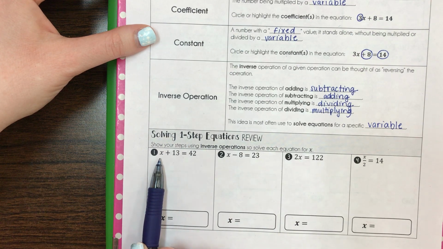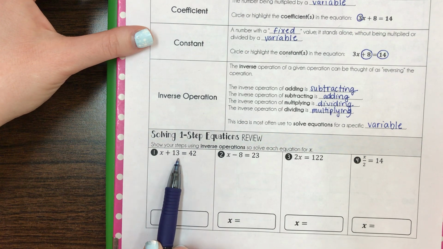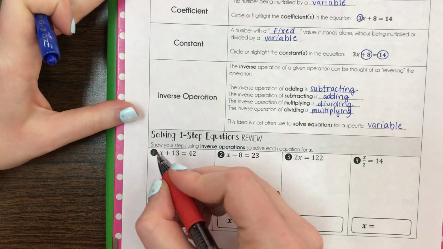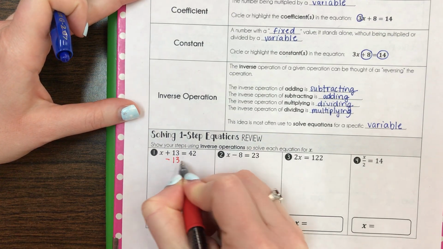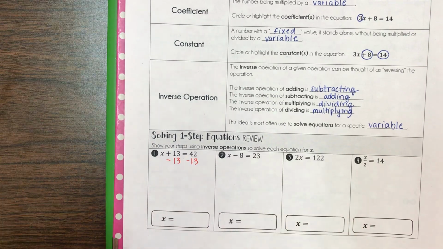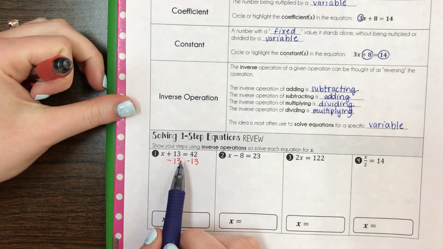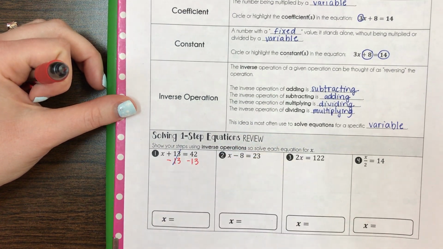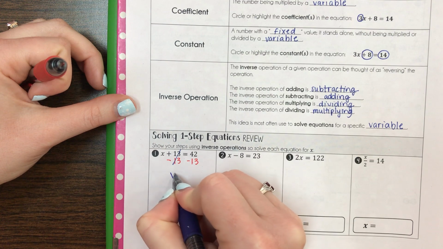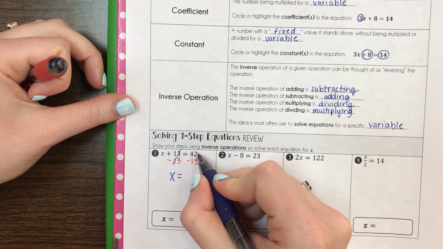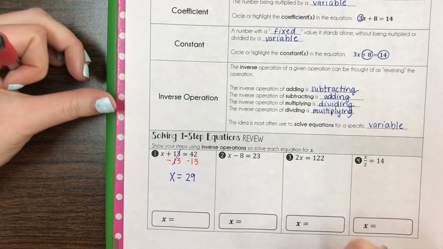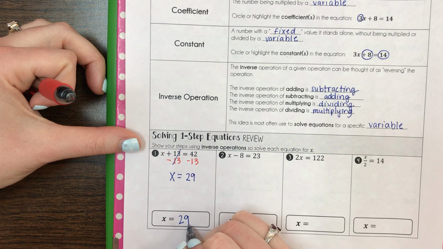So right here we're trying to isolate x. Currently we are adding 13 to it. So in order to get x by itself, we have to use the inverse operation. So that means we are going to be subtracting 13 on both sides. Well, we can see right here plus 13 minus 13 cancels out to 0, which is what we wanted. So now we're left with x equals, and then we have 42 minus 13, which would be 29. So x equals 29.